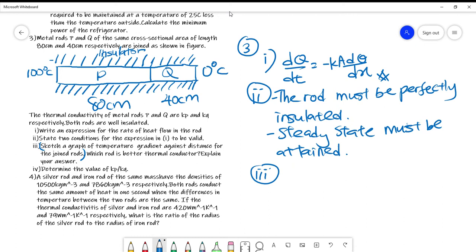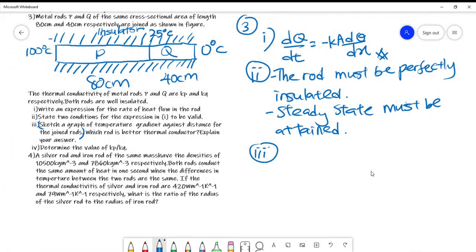Okay, so the interface temperature equals 25 degrees Celsius. Without the interface temperature, we are not able to find out the temperature gradient. Alright, when the rods are at steady state, it means the temperature gradient is a constant value, which shows as a horizontal line in the graph.